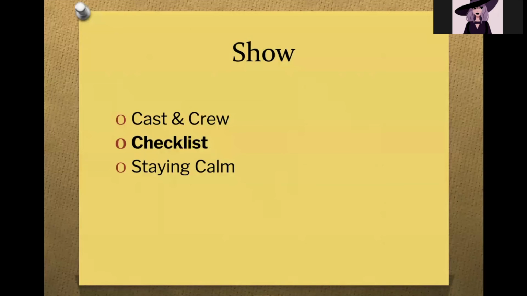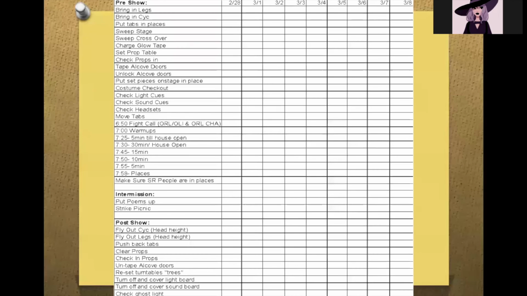And we have the checklist. It's just a typical show run checklist. So before the show, what would we need to do? Would someone need to bring in the legs? Would someone need to bring in the cyc? Would someone need to sweep the stage? It's just a list of everything that you have to do before the show. And you also have what you have to do during intermission and after the show, so post-show. This would be an example of everything you'd have to do.